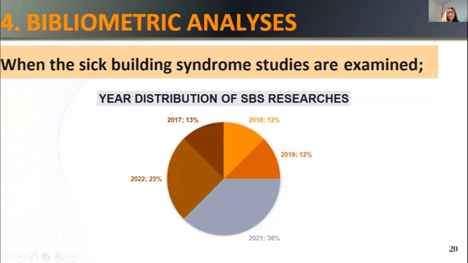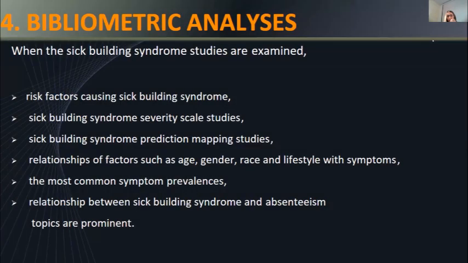Okay. In the year distribution, we can see there is a weight in 2020, 2021, and 2022. Actually, I associate that with the COVID pandemic. As for the topics, there are prominent titles such as risk factors causing sick building syndrome, severity scale studies, prediction mapping studies, relationship with factors such as lifestyle, gender, and race, the most common symptoms, prevalence, and the relationship between sick building syndrome and absenteeism.